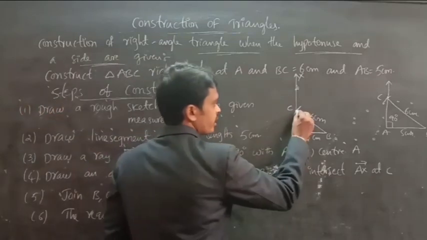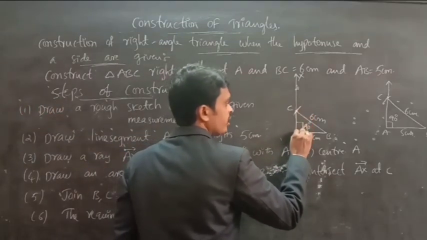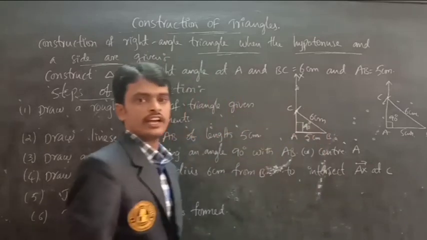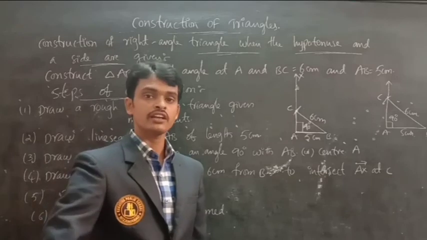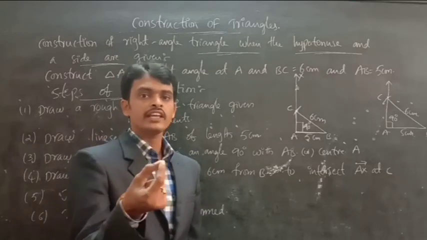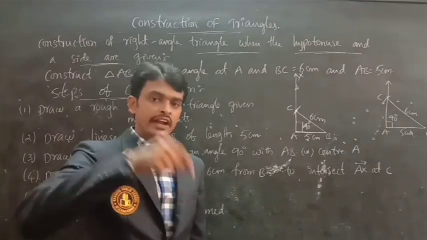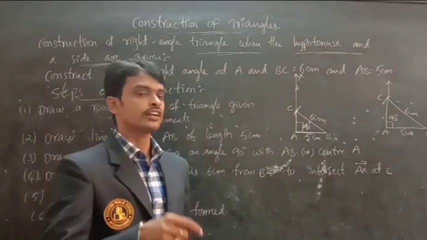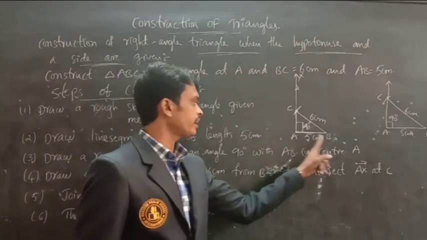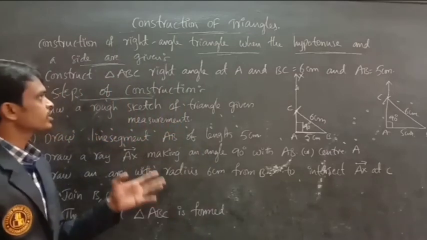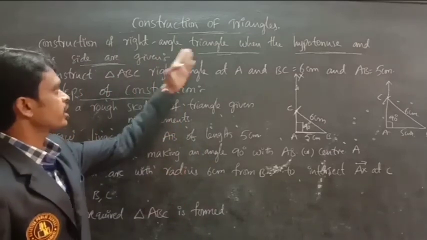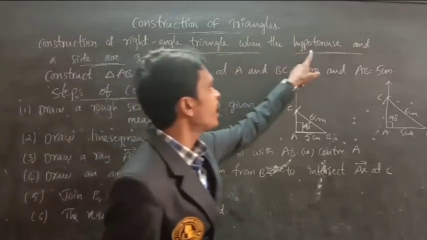So the required triangle ABC is which type of triangle? Right angle triangle. When a triangle has one angle that is a right angle, then the triangle is said to be a right angle triangle. So in this way we will construct the right angle triangle with the given hypotenuse.